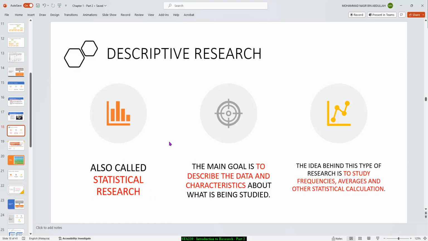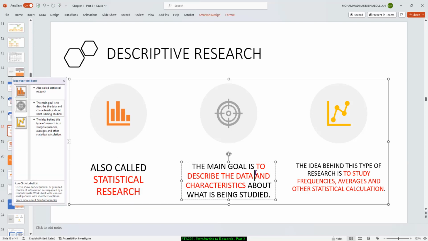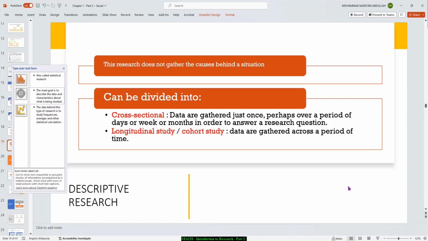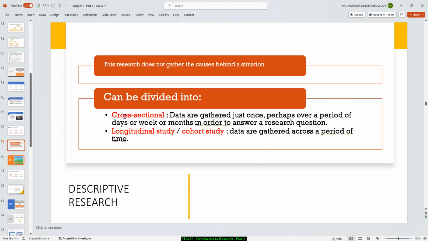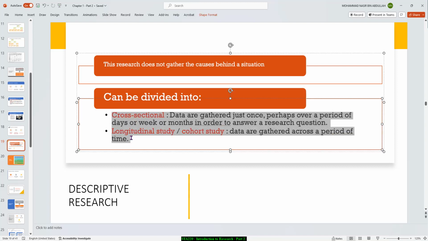So descriptive research, I already explained just now, is called statistical research. The main goal is to describe the data and characteristics, right? We just want to describe only, right? Another one: this is a research study design available for descriptive research. The study designs are cross-sectional and longitudinal study.